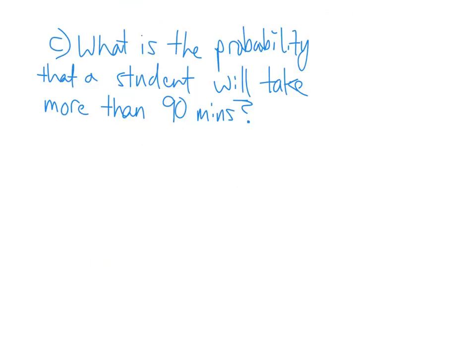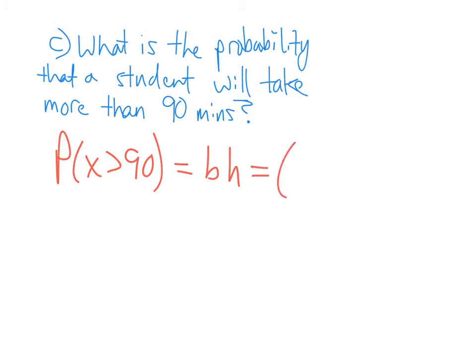Okay, the next part: what is the probability that a student will take more than 90 minutes? The probability is going to equal the area under the curve, in this case under the uniform probability. Again, we're going to take our base times our height. In this case, our base will be the upper limit of 95 minus 90. That's the base, multiplied by the height, which is 1 over 30, the uniform probability.